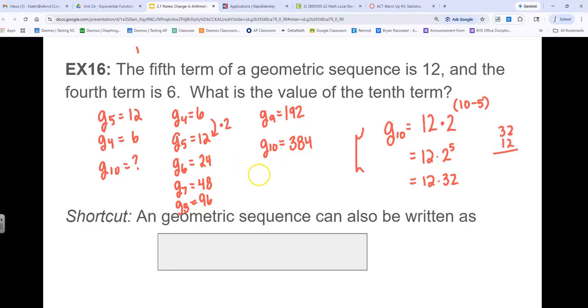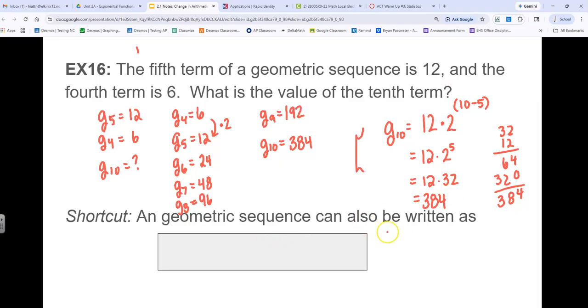And then 32 times 12, 4, 6, and then 32. Add those together, and we get our 384 that way as well. So you've got the option of just writing out each term, or you could shortcut it by thinking, oh, here's where I'm starting. I need to multiply by my common ratio how many times, right?